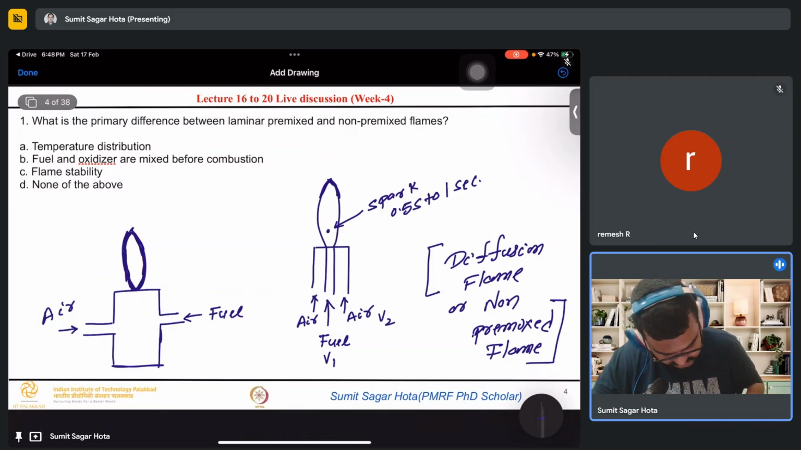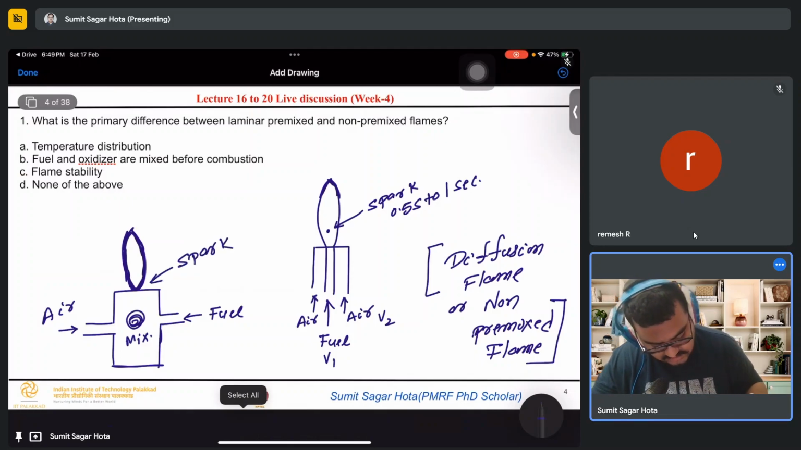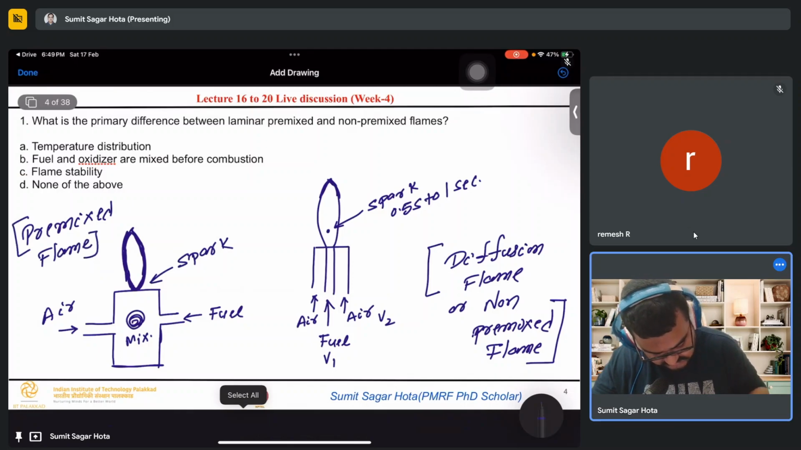So here what's going on? Here air and fuel are mixing together. Mixing is taking place here. Then you apply some spark, and then there is flame formation. So this is your premixed flame. This is very similar, you may get confused, but this is the slight difference between them. It is a very good example in your chemistry lab.